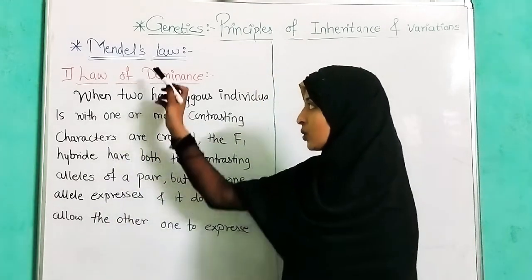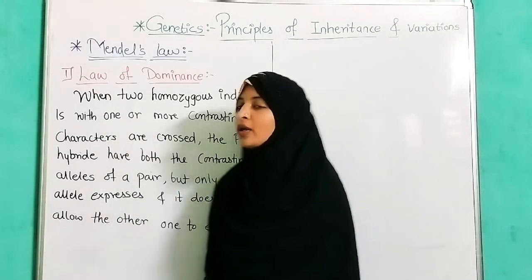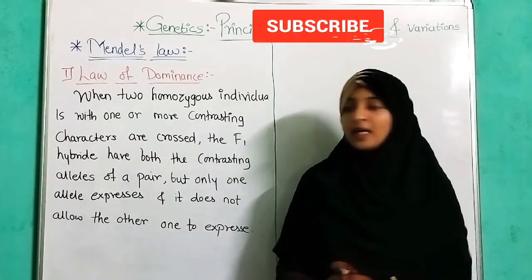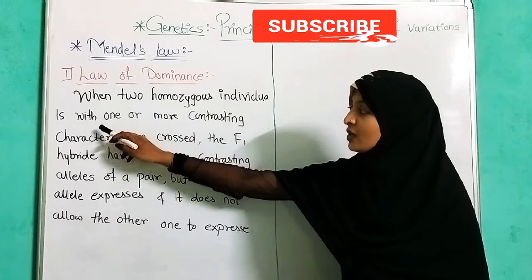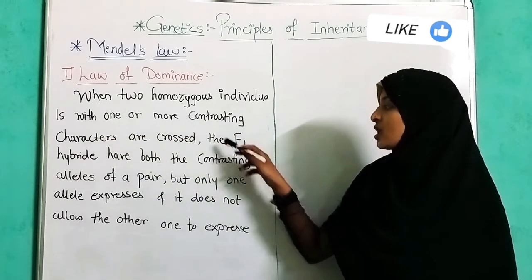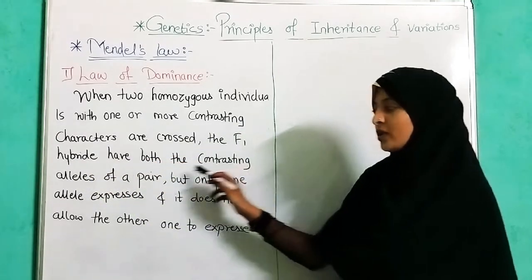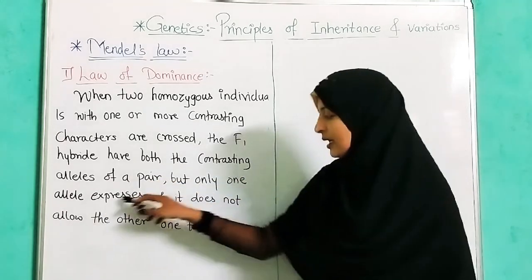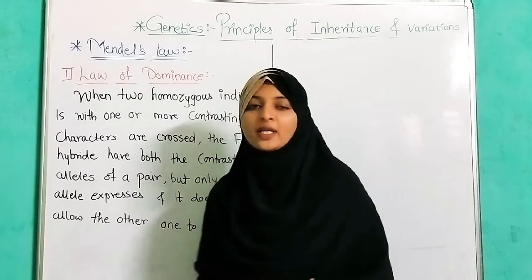Everyone. Today we are going to begin with Mendel's laws. So the first law is the law of dominance. The first law states that when two homozygous individuals with one or more contrasting characters are crossed, the first filial generation hybrids have both the contrasting alleles of a pair, but only one allele expresses and it does not allow the other one to express.